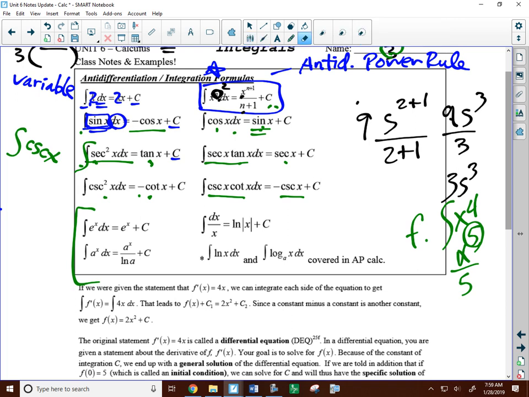Integration in general is a little more complex in that you can't always find them. You can't always just use a power rule or a product rule. It doesn't always work. So it's a little more in depth with finding something.